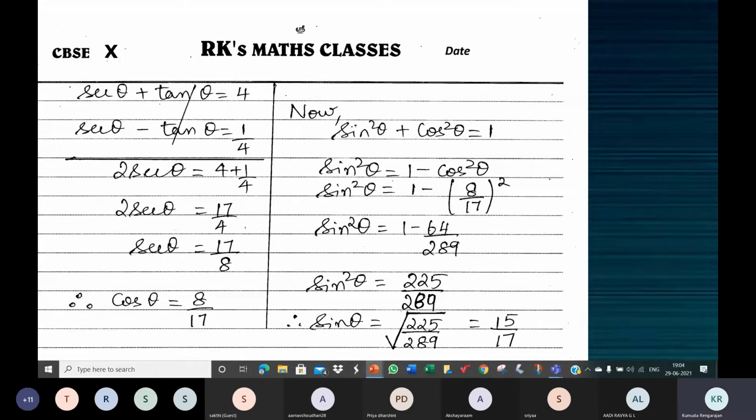So since you want to find secant theta, you don't change the signs. You want to find secant theta, right? So plus tan theta minus tan theta gets cancelled. So that way you can find secant theta. Yes, children, please go through and ask me if you have any questions.